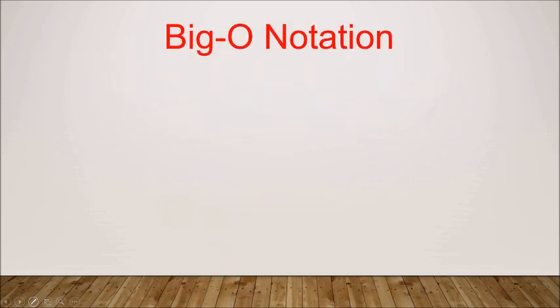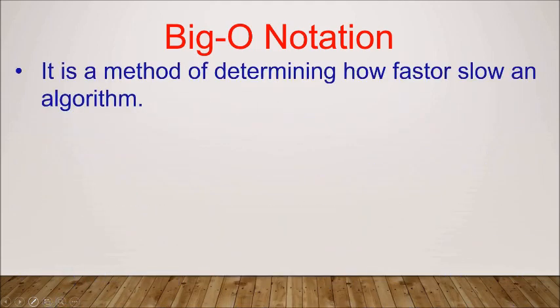So big O notation, it is used to depict an algorithm growth rate. Means it is a method of determining how faster or slower an algorithm is. Means when we are manipulating the algorithm, we should know whether it is fast or slow. This can be done through big O notation.